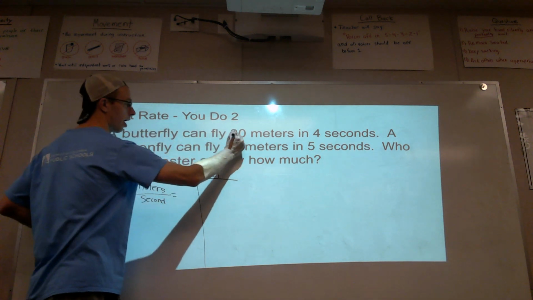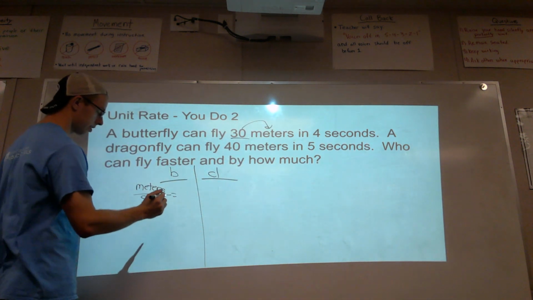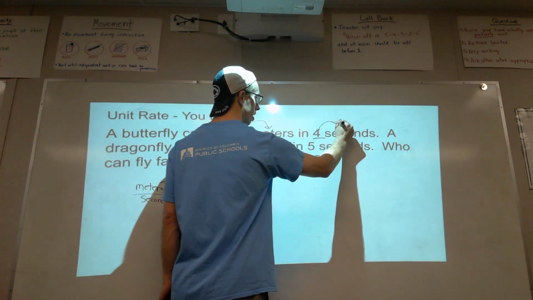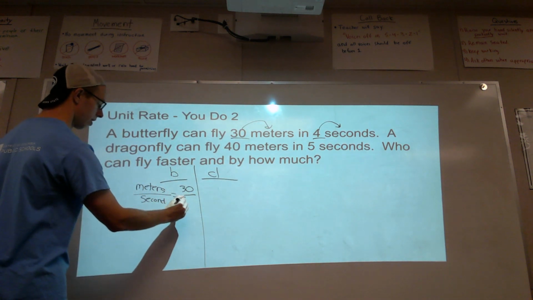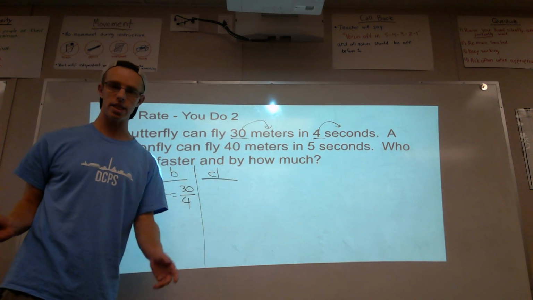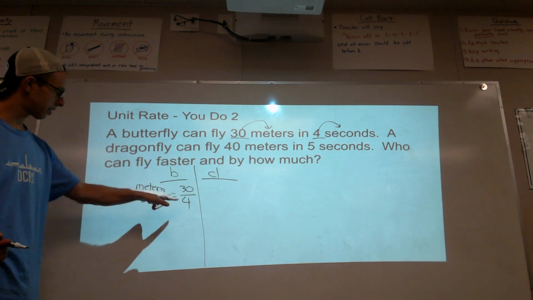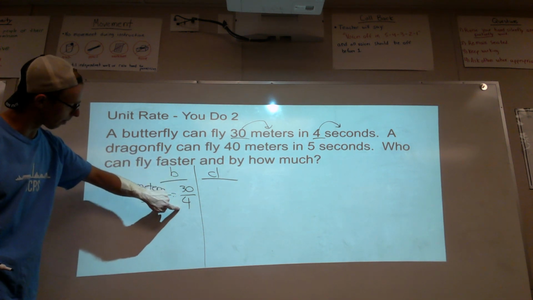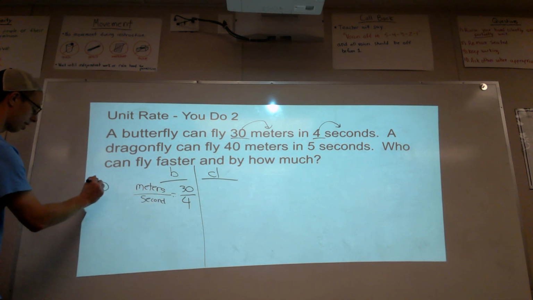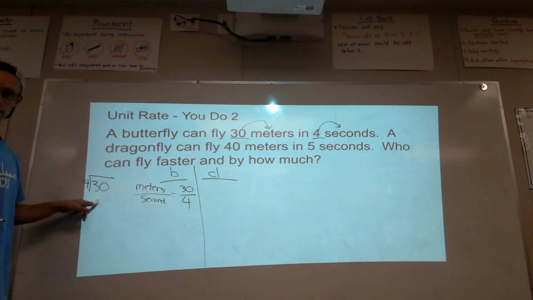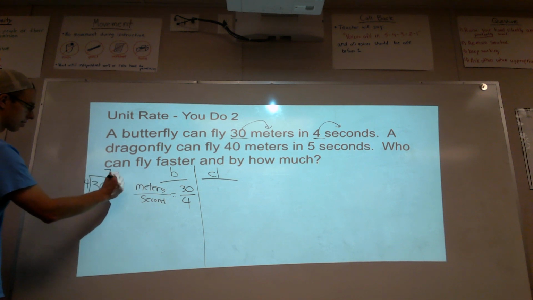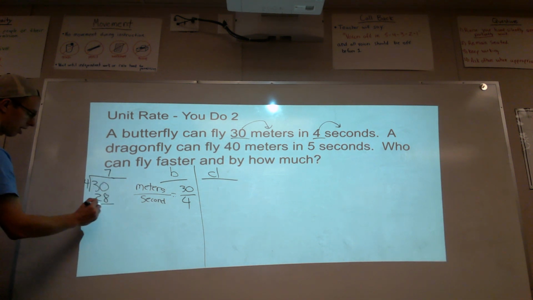So the butterfly, the 30, goes with meters. So I'm going to put 30 here. And 4 goes with seconds. So I'm going to put 4 a second. Now again, I have to divide because this means a division symbol. This means 30 divided by 4. So I'm going to set that up right here. 30 divided by 4. 4 goes into 3 0 times. 4 goes into 30 7 times. Okay, so I'm going to write a 28 here.